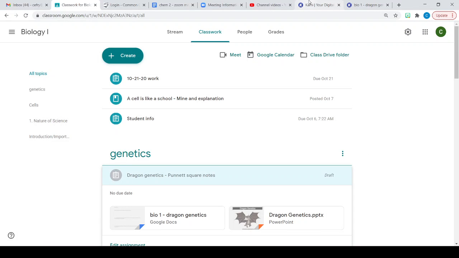Okay. We are going to look at dragon genetics. It is going to get us starting to do Punnett squares and how to predict what offspring two organisms are going to have. So let's look at this.